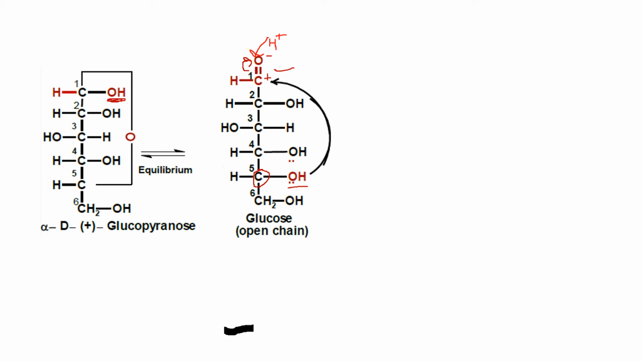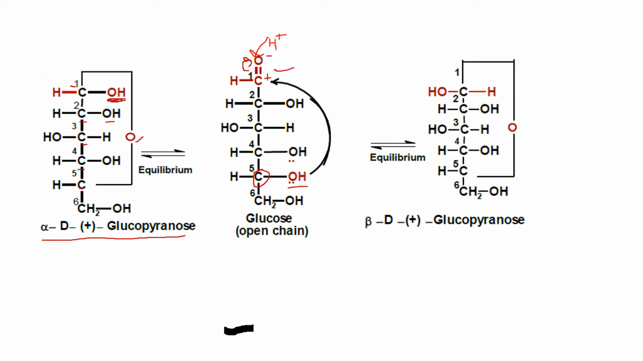And the structure looks like this. The first carbon atom is bonded to the fifth carbon atom through O, which is an oxygen atom. And the rest of the configuration along the other carbon atoms remains the same. And this structure is known as alpha D plus glucopyranose.